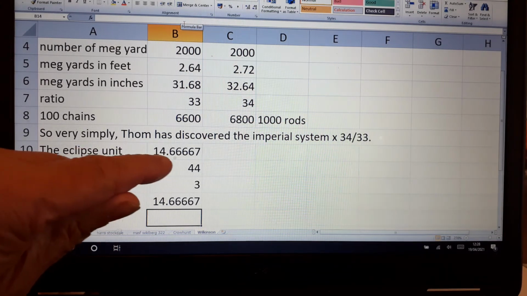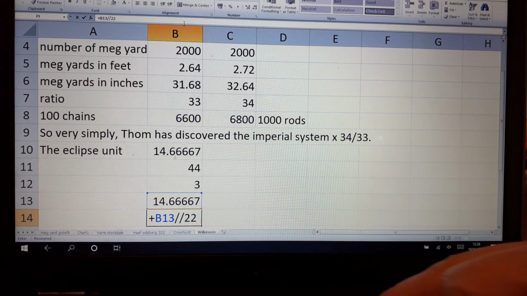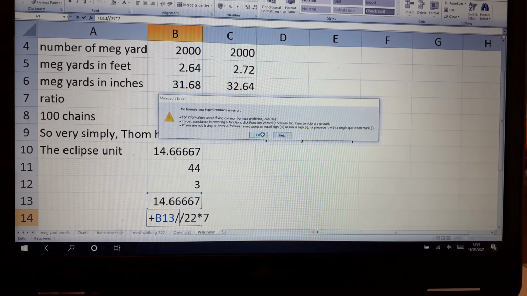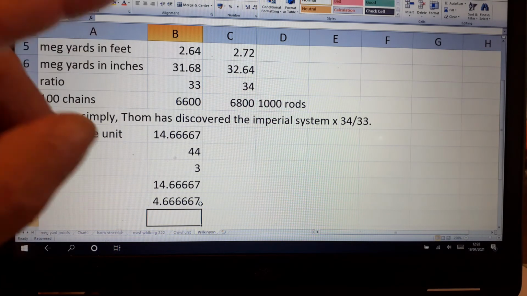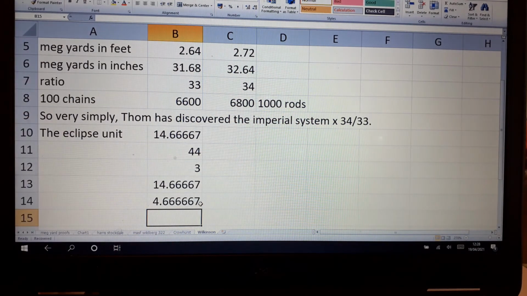Now this unit, 14.67, you can divide it by 22/7. Oops, I made a mistake as usual. Click no, click OK. And then that's it. And straight away you can see the difference between the diameter and circumference is 10. And as soon as I saw that, I knew I'd discovered something spectacular.